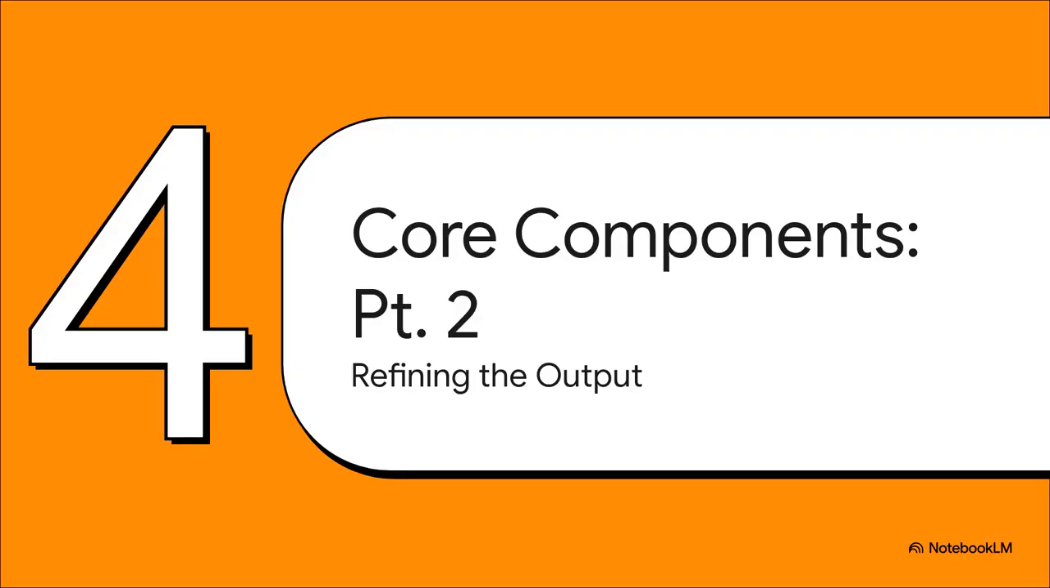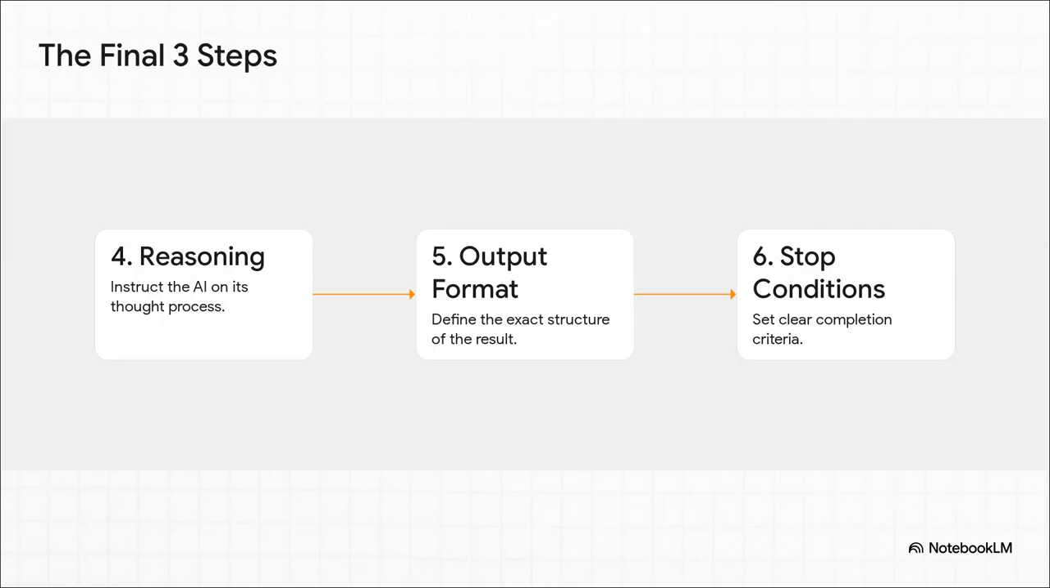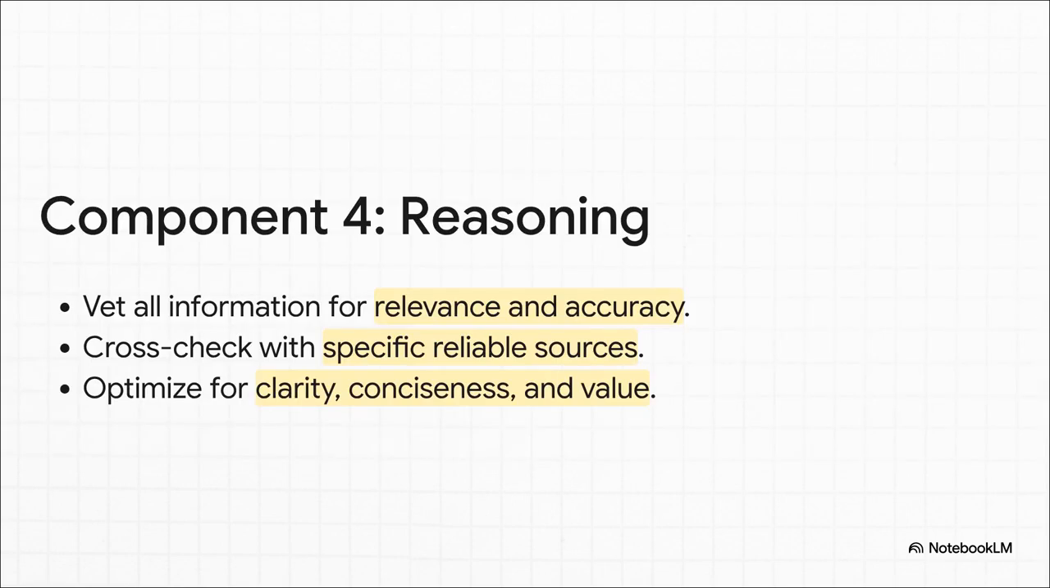Okay, now for the second half of our template. We've set the stage, and these next steps are all about refining the process and controlling the final thing you get. This is where you really take charge. So that brings us to the last 3 components: reasoning, output format, and stop conditions. And this is where things get really cool, because these elements give you this incredible level of control over what the AI actually produces. Component 4, reasoning, is a total game changer.